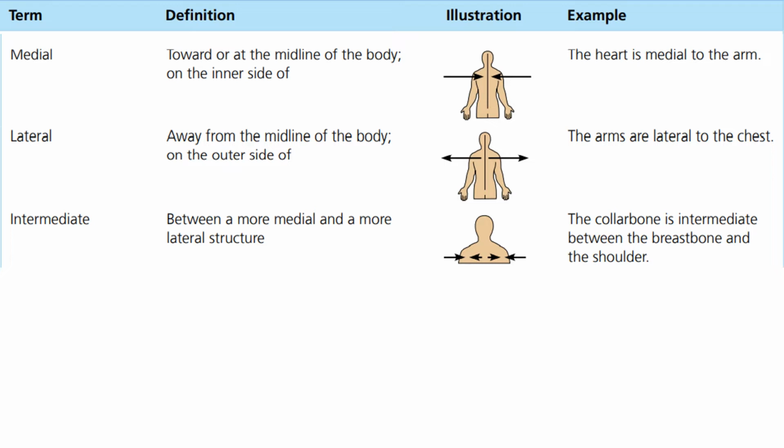Next is intermediate. Intermediate means between a more medial and a more lateral structure, which is not medial or lateral but in between those positions. For example, the collarbone is intermediate between the breastbone and the shoulder bone.